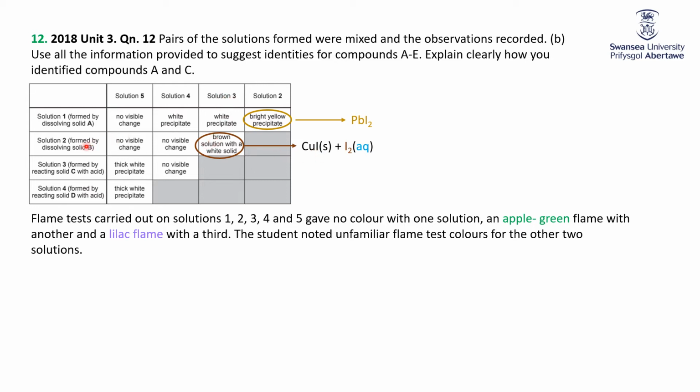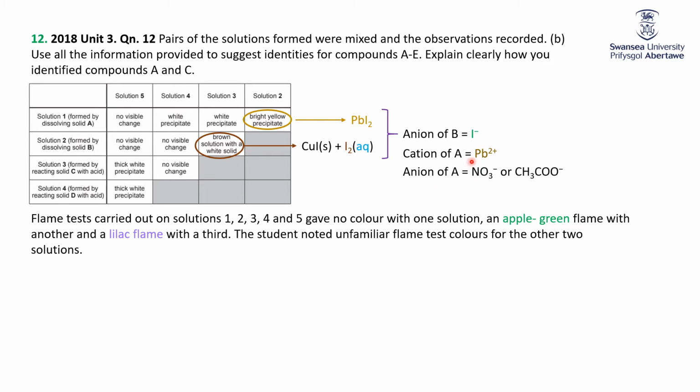So that tells us that solution 2, in other words from solid B, has iodide as its anion. Now if the anion for B in solution 2 is iodide, that means that the cation in solution 1, or A, has to be lead 2+. So thus far we've got lead 2+ is the cation in A. We have iodide is the anion in solution 2. We have copper 2+ is the cation in solution 3. And we have carbonate as the anion in solutions 4 and 5.